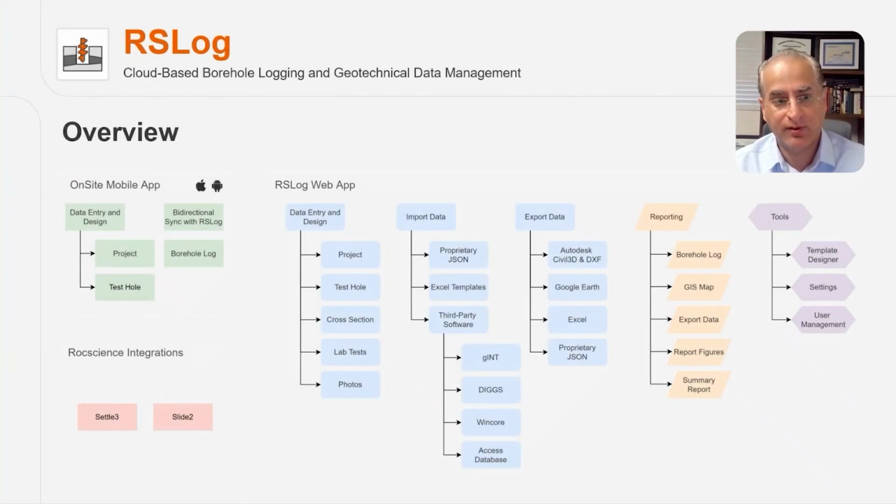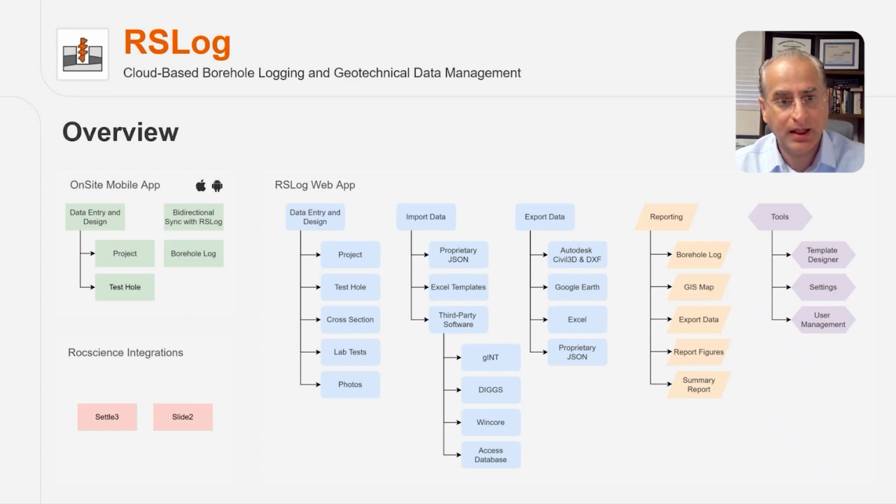An overview of RSLog major components. On the left, you see the OnSite mobile app. So this is an app for iOS and Android, and it works online and offline. I want to emphasize that. You don't need an internet connection. The first time that you log in, you need an internet connection to download your settings, essentially your RSLog settings. But beyond that, you can use the application offline, and when you're ready, you can sync the data. Sarah is going to expand on all the features that come with OnSite.